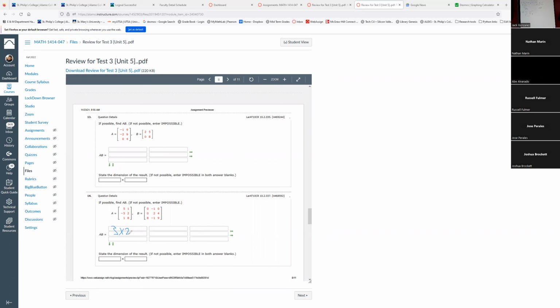The inner ones do not match. This is a 3 by 3, right? So these are not the same. So you cannot multiply them. So if this happens, just say impossible. The inner dimensions don't match. I mean, I'll even take "impossible."